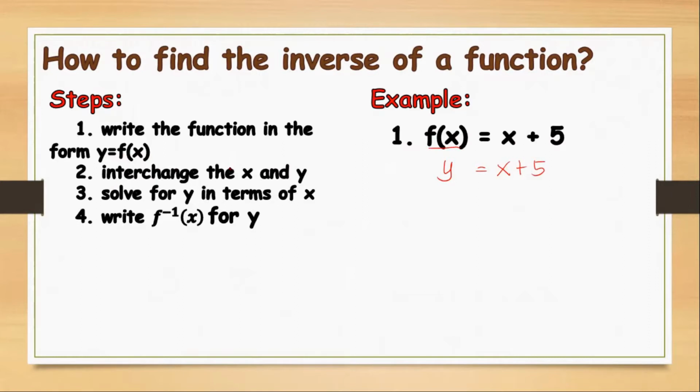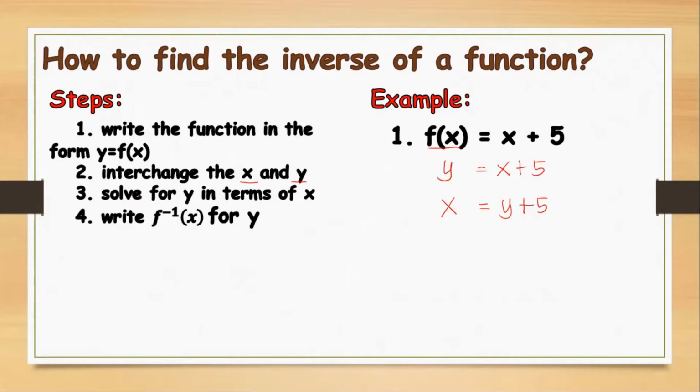Then interchange the x and y. So you have to interchange. Your y will become x equals your x will become y plus 5. All you have to do is change y into x and change x into y. All you are doing is interchanging the values of x and y.